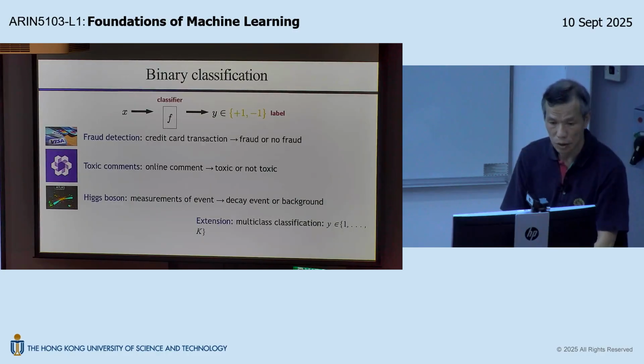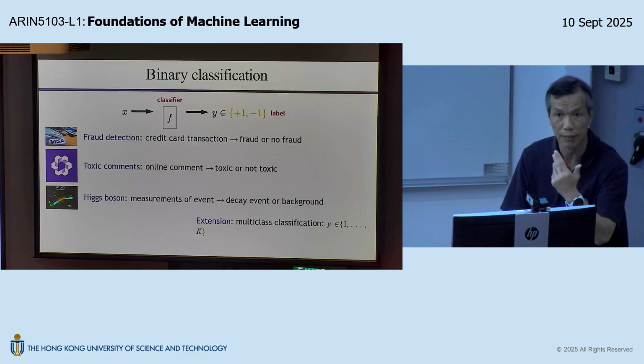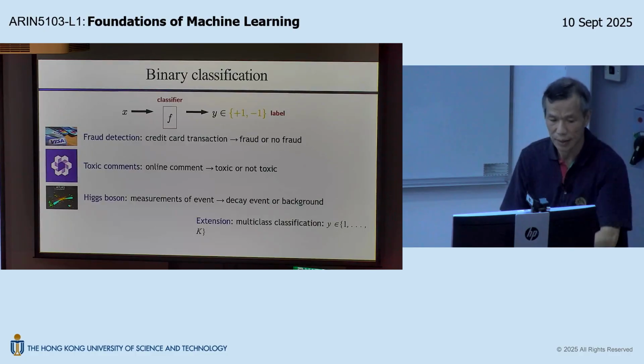The simplest type of classification problem is binary classification. Binary means that we have only two classes. So y is the class label, and we can use +1 and -1, or you can also use 0 and 1 if you like. So you have only two classes.